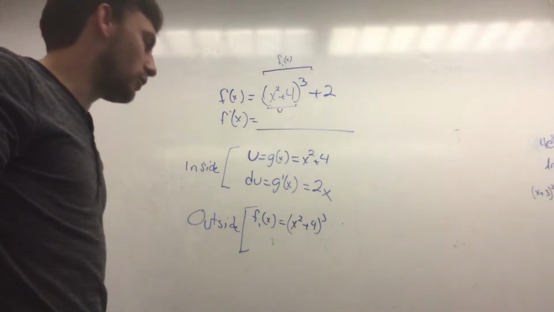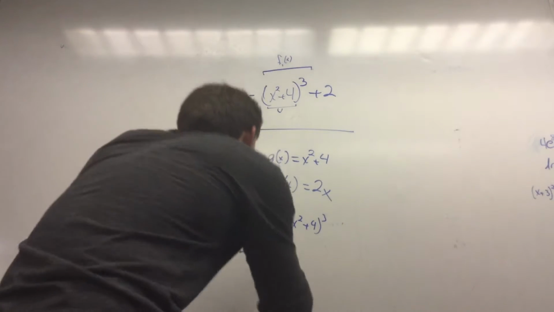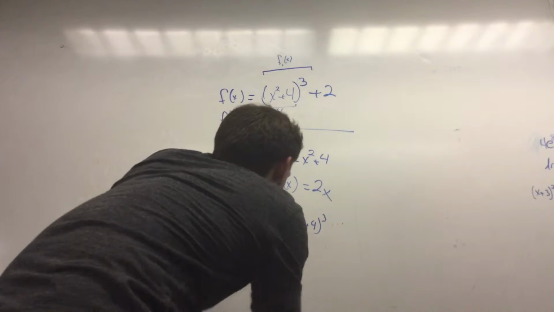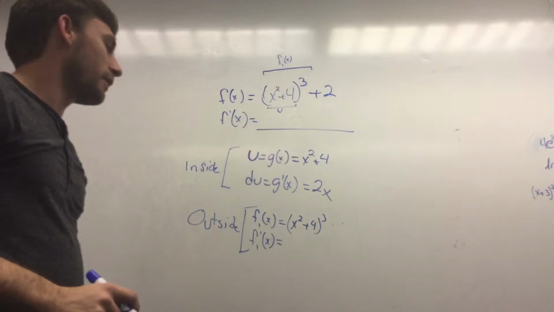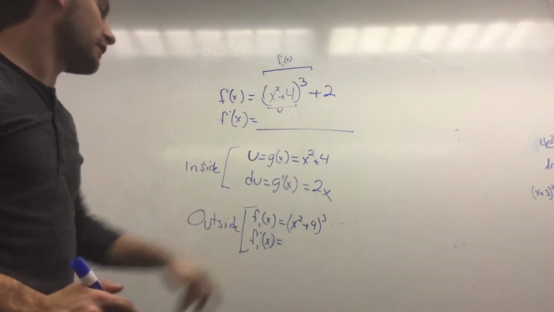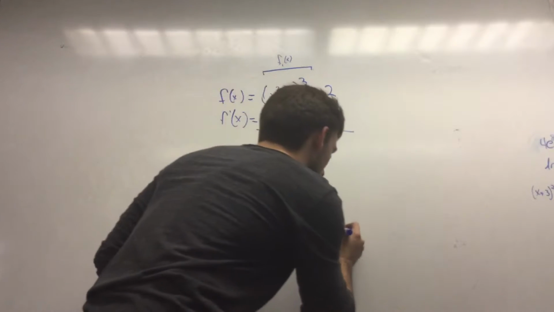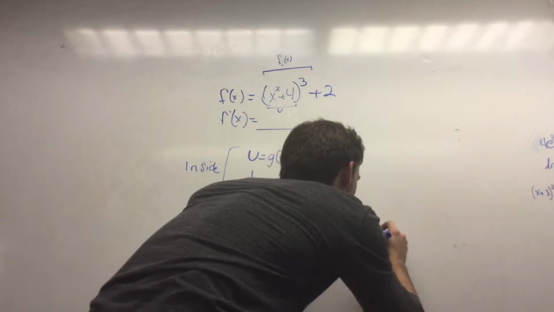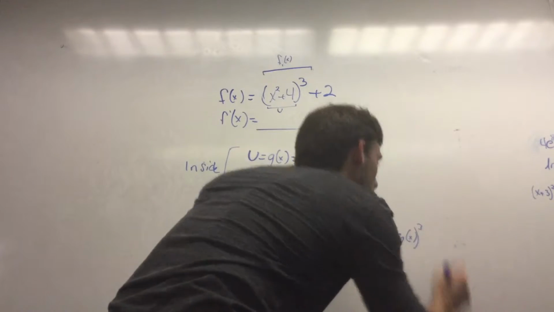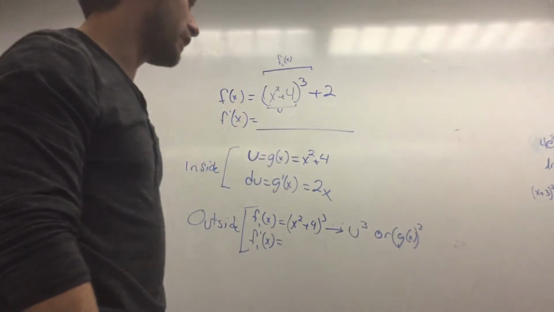Still with me? Cool. So, got that far. So now I'm going to take my f1 of x, and I'm going to take the derivative of this. Well, I already said this inside bit was my u up here. It's my g of x. So what I really have is u to the third, or g of x to the third. However you want to write it. That's what I really have.